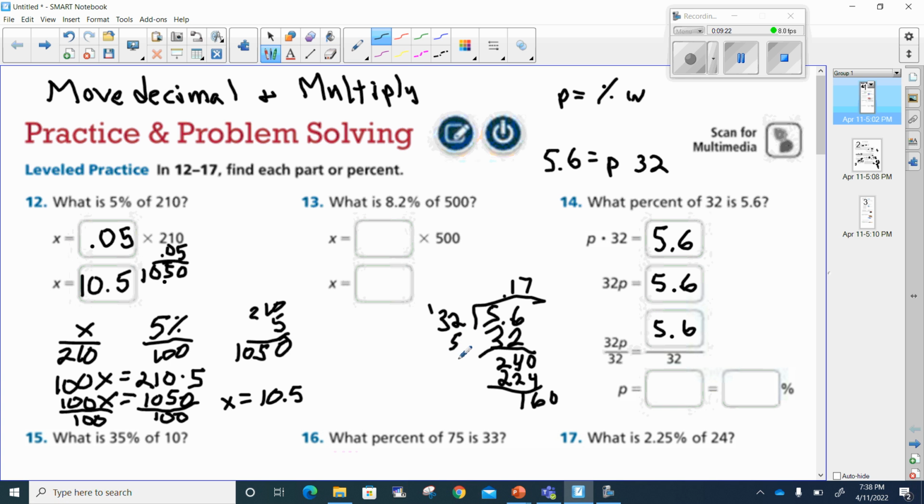5 times 2 is 10. Carry the 1. 15, 16. Now it's 160. So now we got 0.175. Now to turn it to a percent, we have to move that decimal spot 2 spaces over this way, which makes it 17.5%.